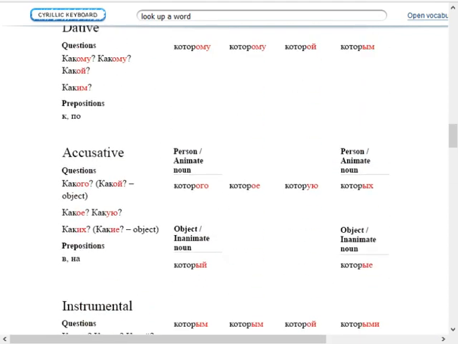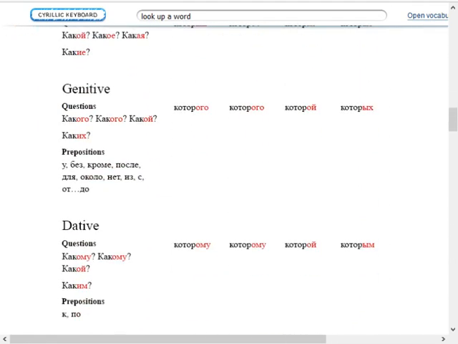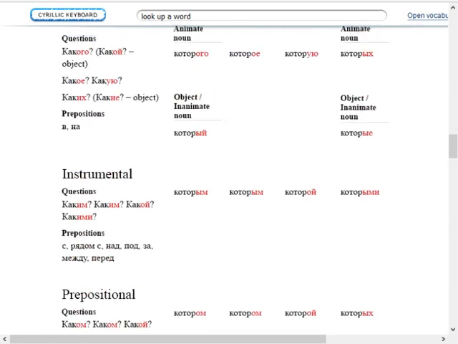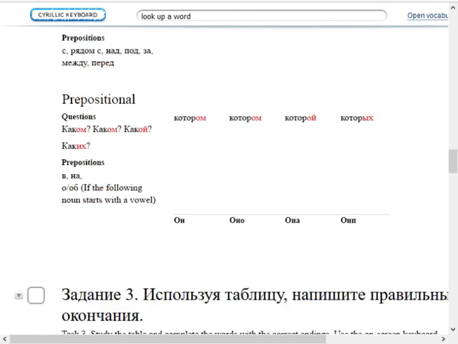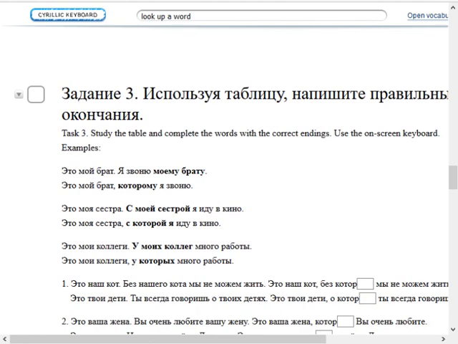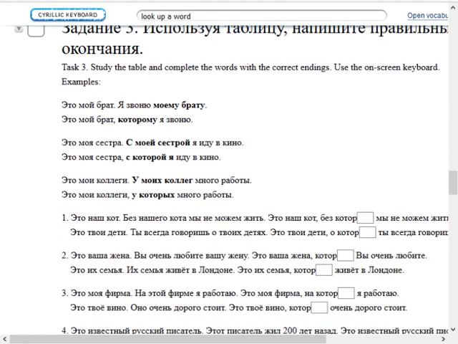Actually, a little bit more because accusative is different depending on whether it's an animate noun or an inanimate noun. The others just have 1 entry per cell, but accusative has slightly different entries depending on whether it's an animate or an inanimate noun. Okay, start the table and complete the words with the correct endings. So here are some examples.